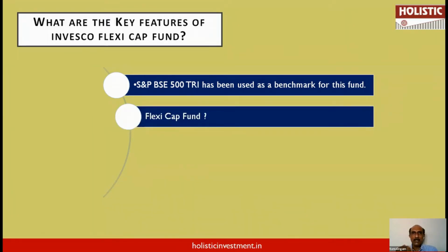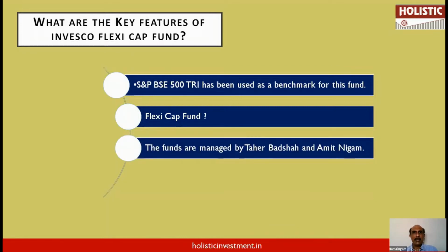What are the basics of a Flexi Cap fund? A Flexi Cap fund can invest in large, mid and small, and they can flexibly allocate between these three categories. There is no restriction on how much can be invested in large, how much in mid, how much in small. Complete dynamism, complete flexibility is available for the fund manager. That is why this fund is known as a Flexi Cap fund.